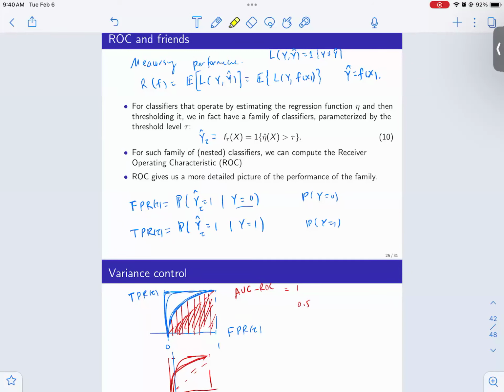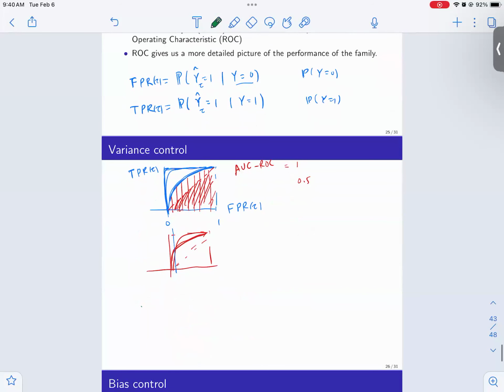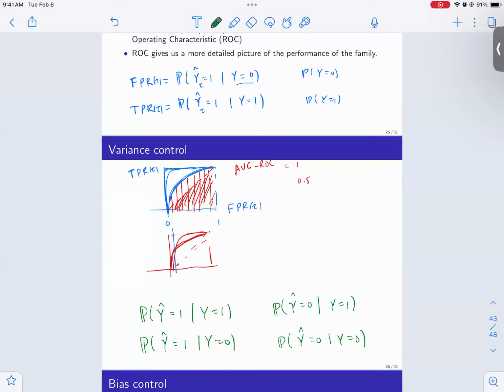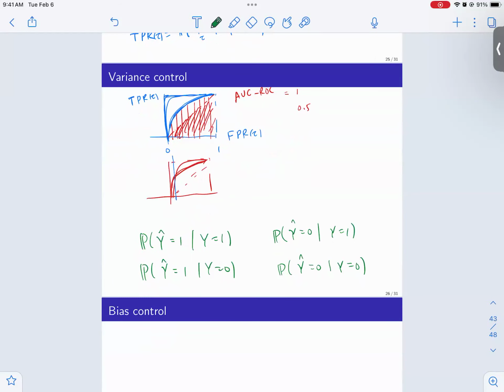So the easiest way is to see this. The definition of true positive rate and false positive rate is through this idea of conditioning. I have basically four quantities. The probability y hat equal 1 given y equal 1. The probability of y hat equal 1 given that y is equal to 0, and two other quantities: y hat is equal to 0 given that y is equal to 1, and the probability of y hat is equal to 0 given that y equal to 0. So this is called true positive rate.